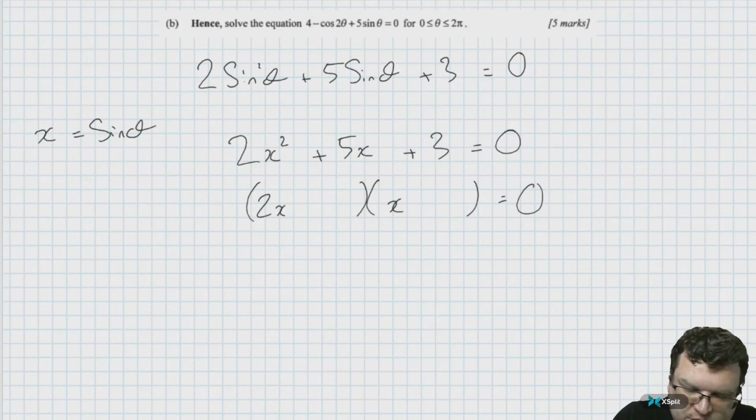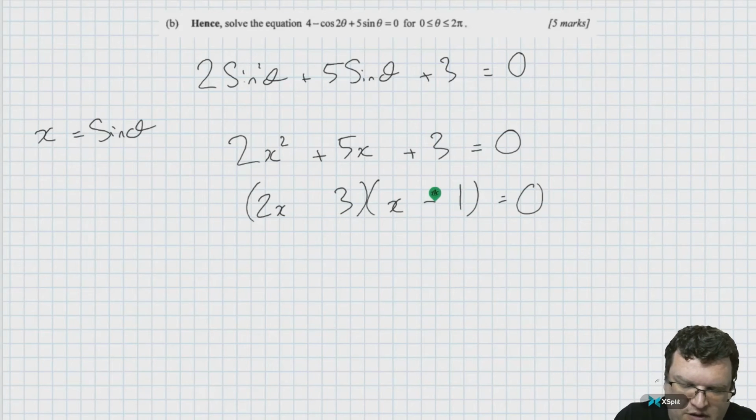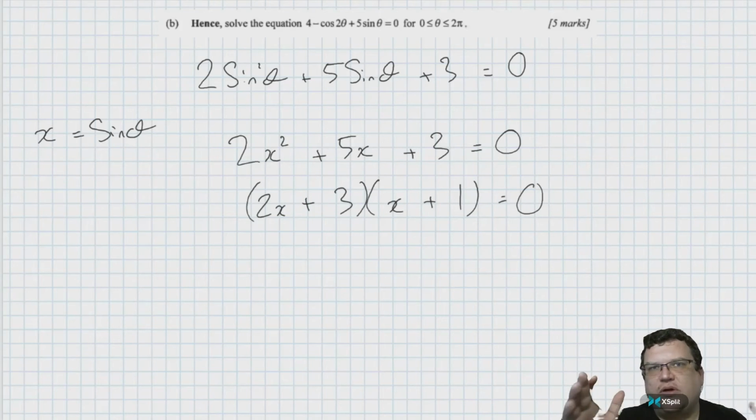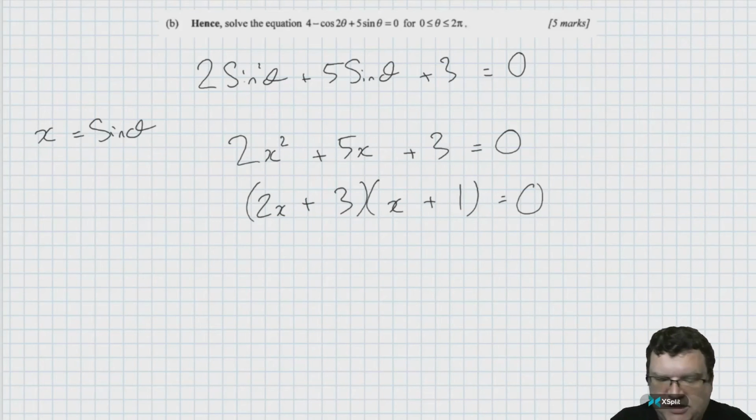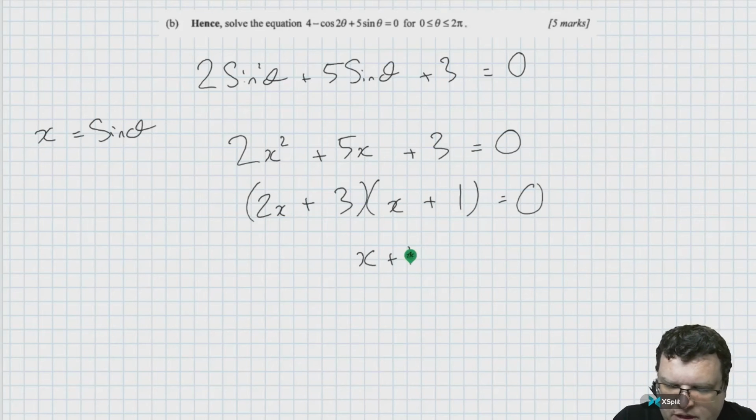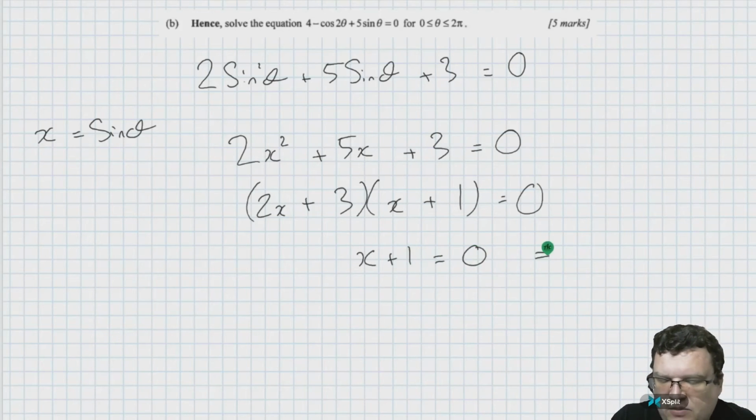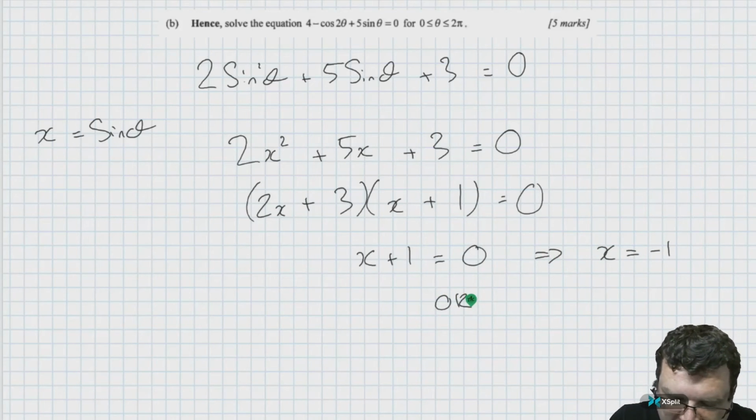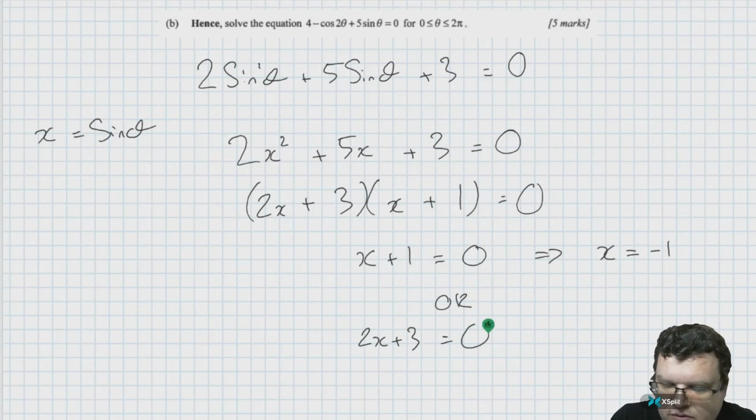So I think the way I'm going to do this one is have a 3 here and a 1 here. I know they both need to be positive because the 3 is positive. And if I look, I get the outside product is 2x, the inside product is 3x, giving me a total of 5x. So there we go, we factorized, and by the null factor theorem now, we can turn this into two different equations. The only way the product can be 0 is if at least one of them is 0. So either x plus 1 equals 0, which gives me the solution x is negative 1, or 2x plus 3 is equal to 0, which gives me the solution x is negative 3 over 2.